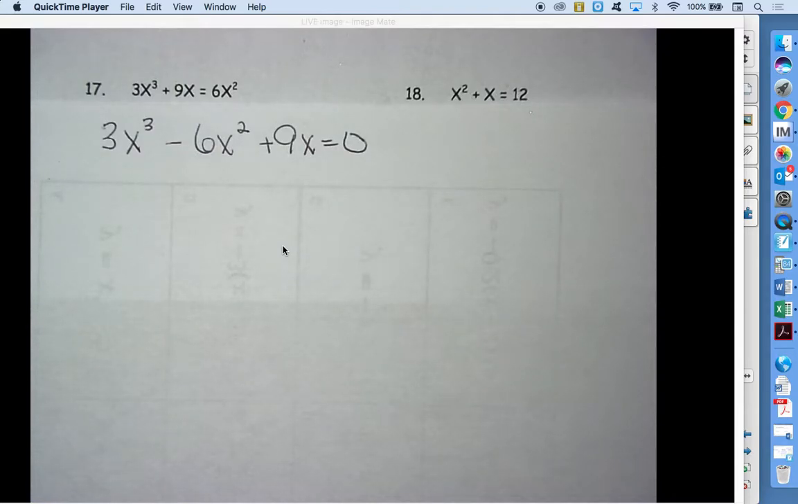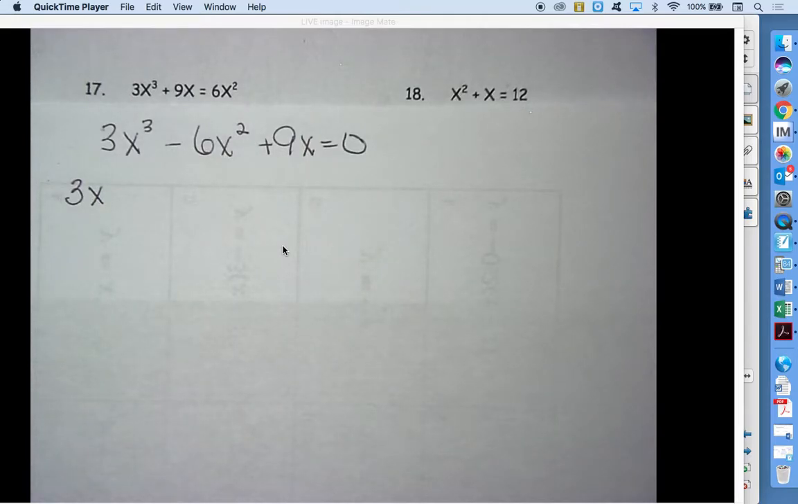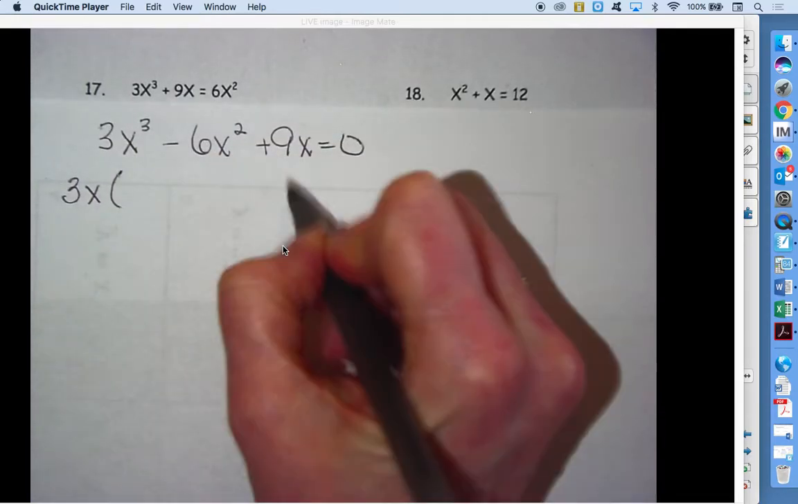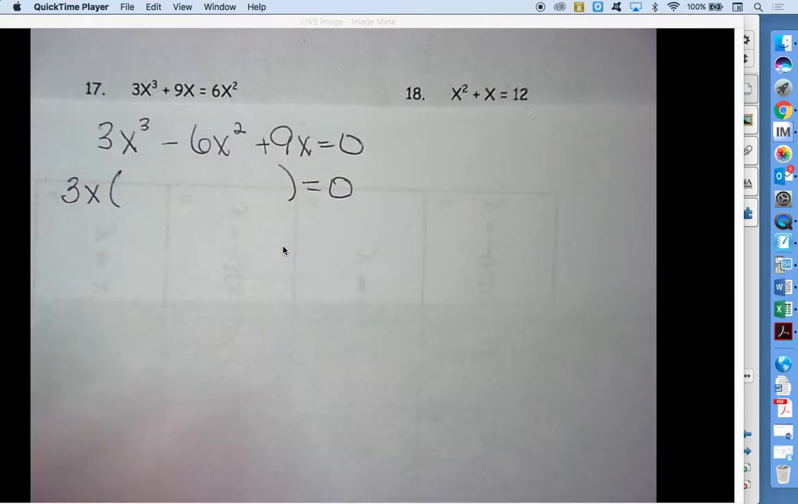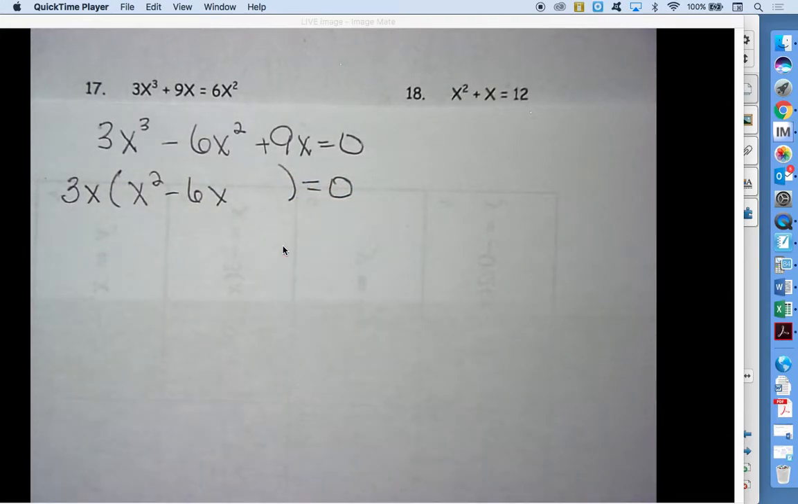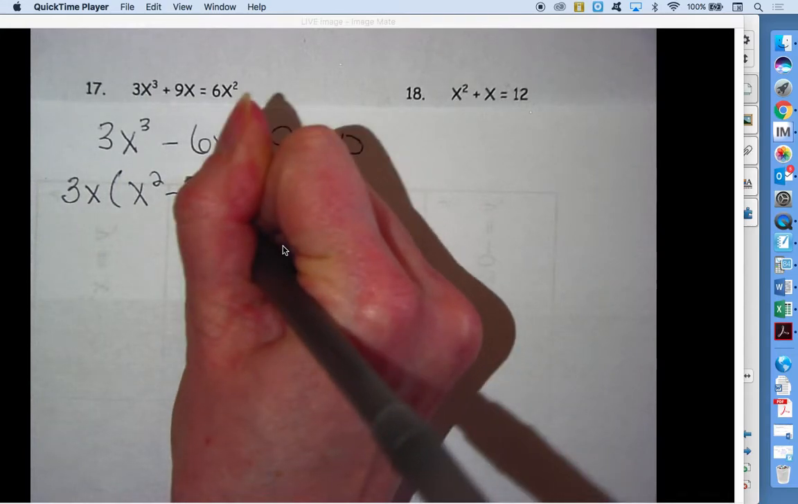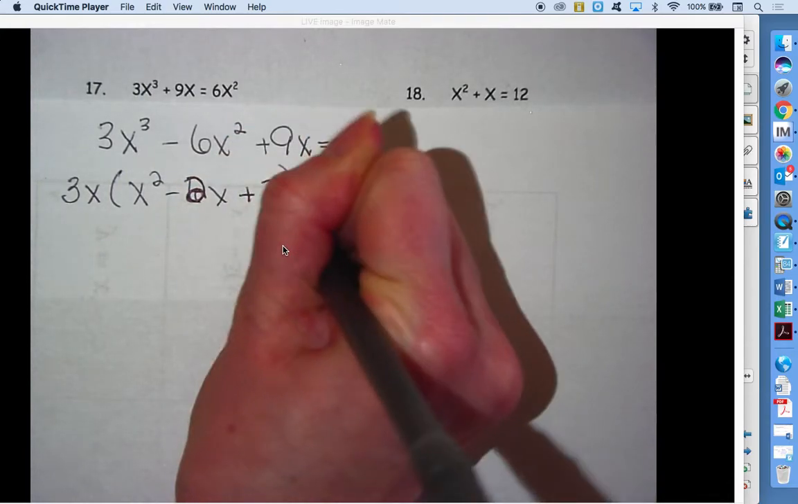Then the second step is to ask yourself if there's a GCF. Is there a GCF involved in any of these terms? A 3 and an x. They're all divisible by 3, and they also have an x. When you take out a 3x, what do you have left? x squared minus 2x, and then plus 3. There you go.